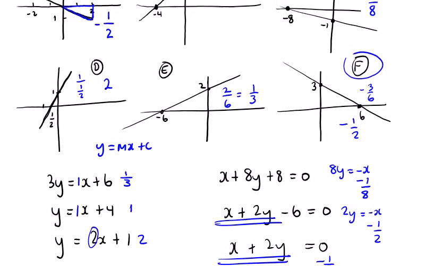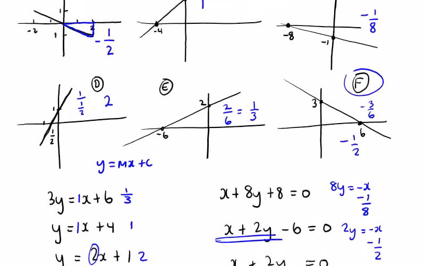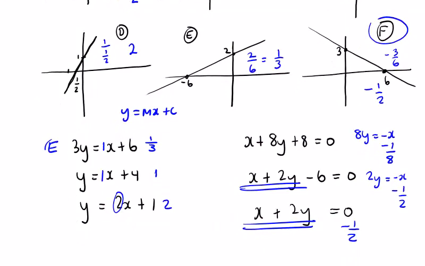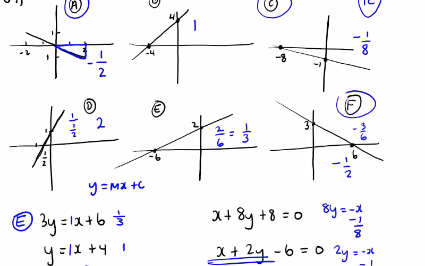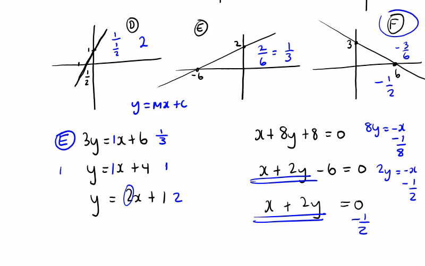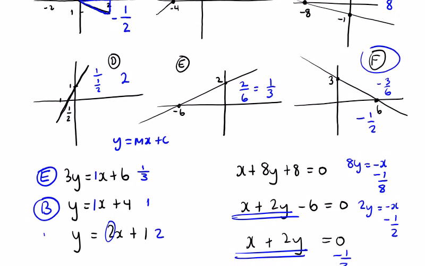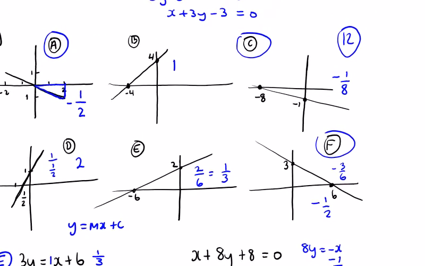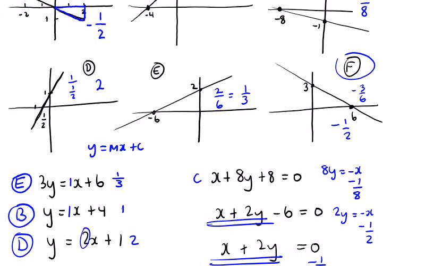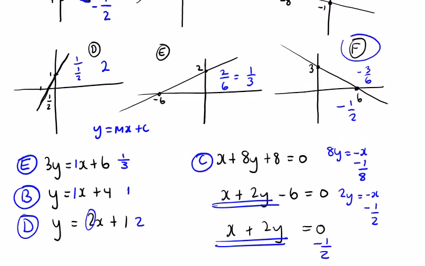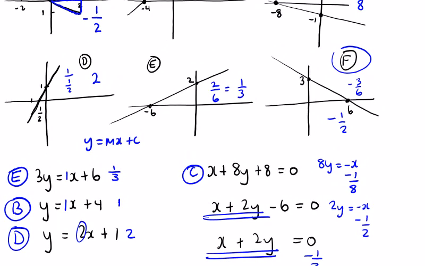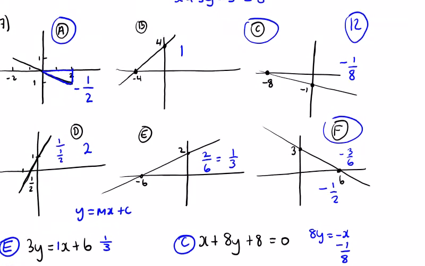Okay, which one has a slope of 1 over 3? E has a slope of 1 over 3. Slope of 1 is B. A slope of 2 is D here. A slope of negative 1 over 8 is C up here. And the 2 slopes of negative a half. So now we just have to separate these two. We have F and we have A.